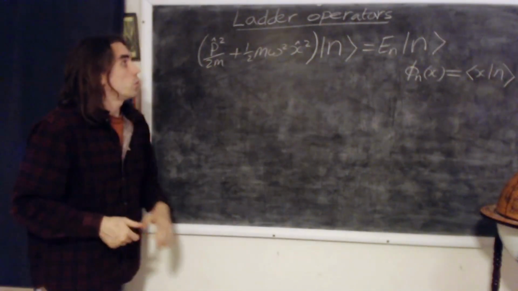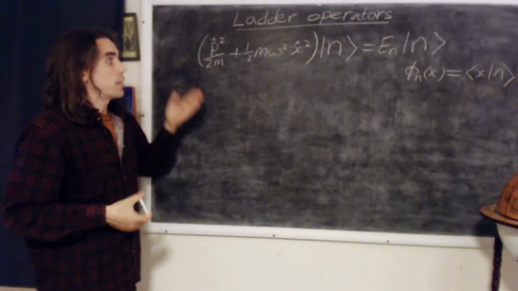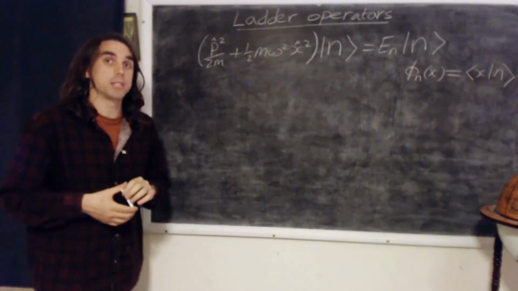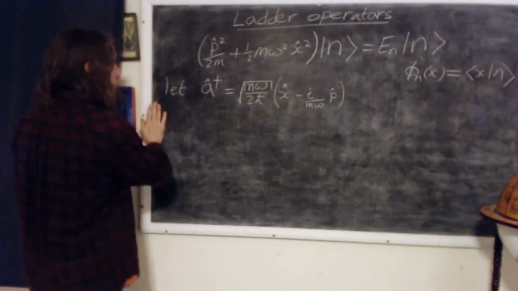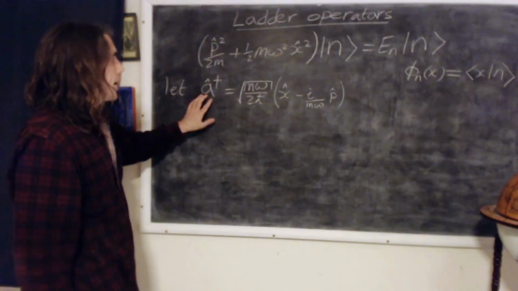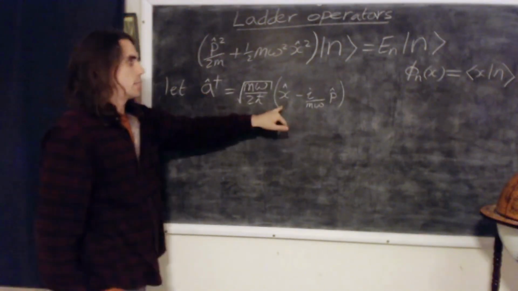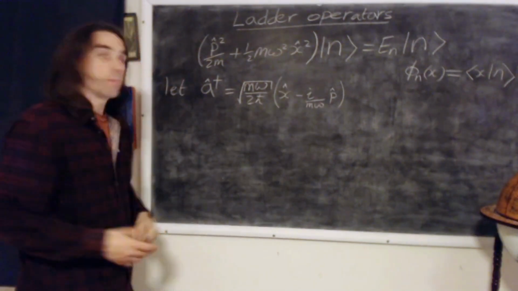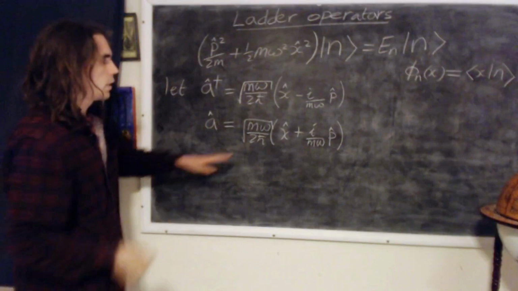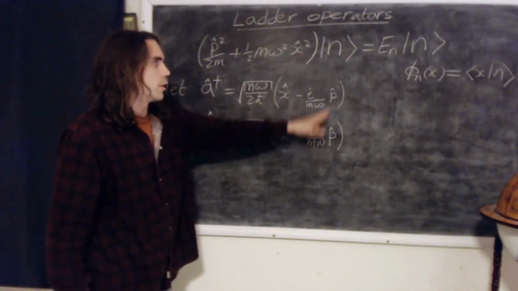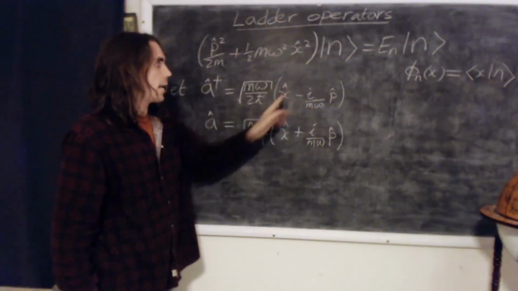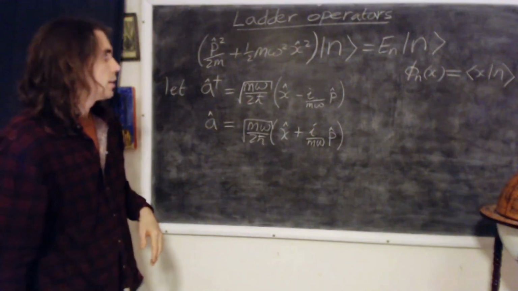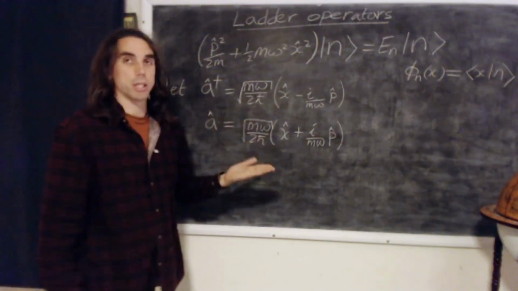Okay, so a very convenient trick that we can use in this problem, and actually many problems, is to define the following operators. So we define an operator A dagger to be this. It's a linear combination of the x operator and the p operator, and its Hermitian conjugate given by this. Remember that p and x are both Hermitian themselves, so they return to themselves under Hermitian conjugation.